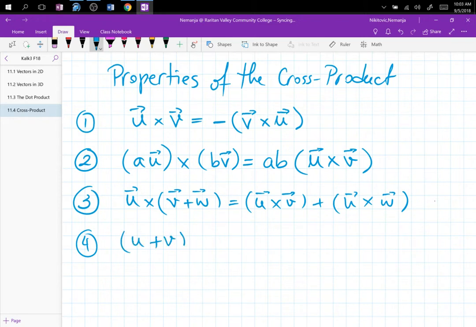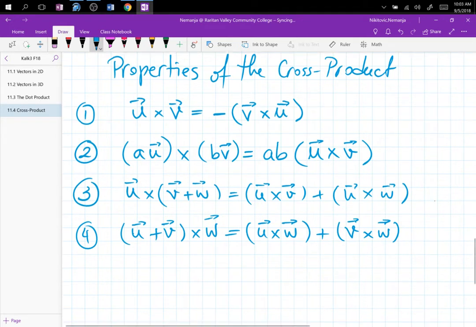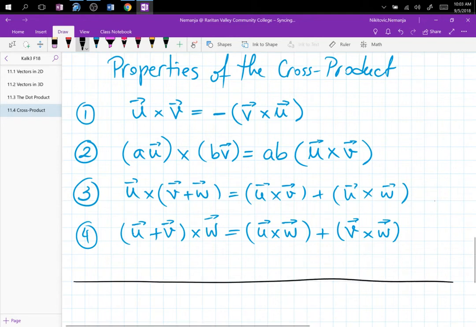And u plus v cross w is u cross w plus v cross w. Again, any of these could be proven by simply assigning vectors u1, u2, u3 to u, v1, v2, v3 to v, and then just running through.